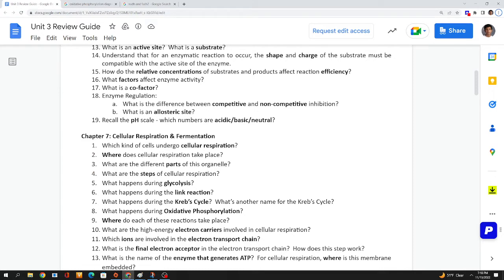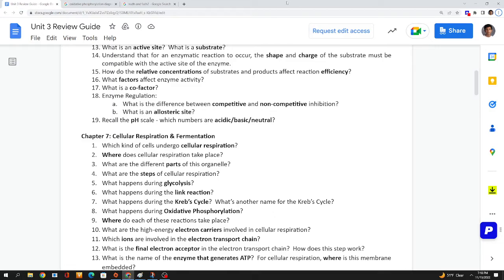Where does cellular respiration take place? Well, cellular respiration takes place really in two big parts: the cytoplasm and the mitochondria. Cytoplasm is only for glycolysis, and some scientists even debate that glycolysis isn't part of cellular respiration, but the majority of it takes place within the mitochondria.